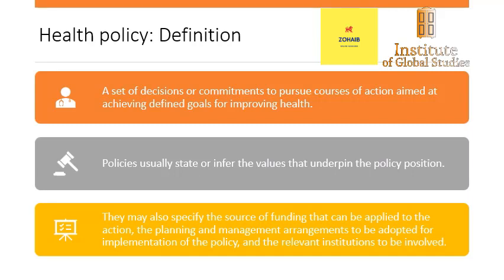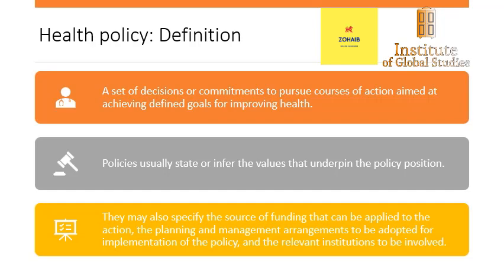First of all, we need to define what health policy means. How can we describe, how can we determine, how can we define the matrix under which we categorize health policy? So the first definition which I gathered is a set of decisions or commitments to pursue a course of action aimed at achieving defined goals for improving health, which means that there is a set of decisions or commitments by the government that we abide by.